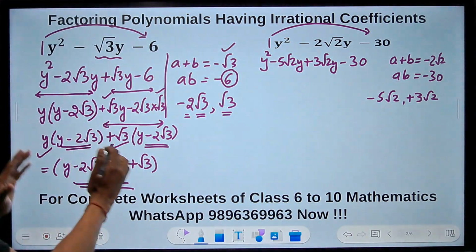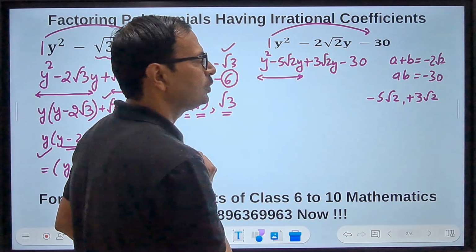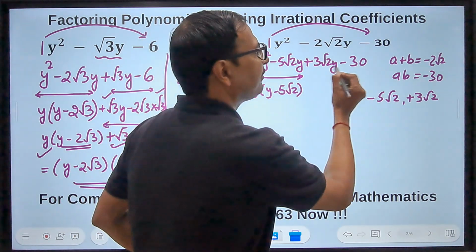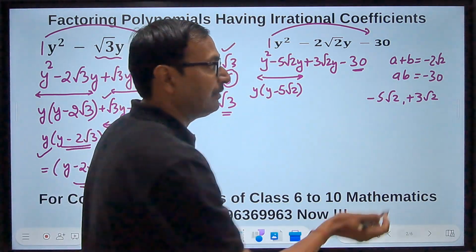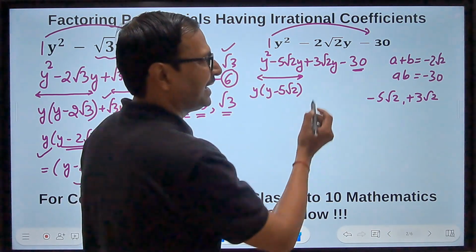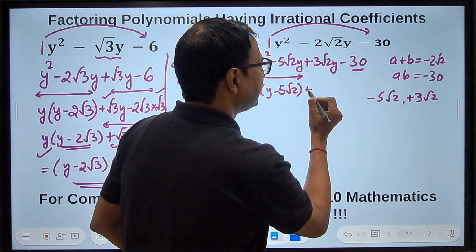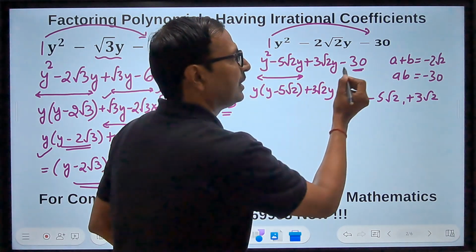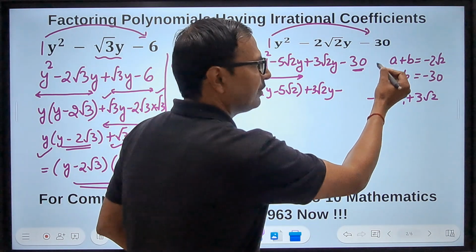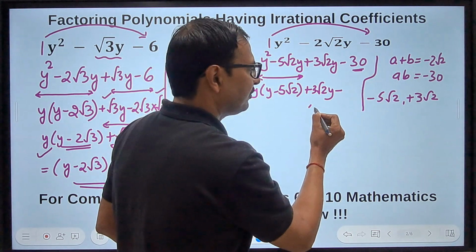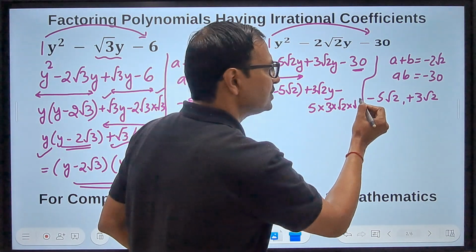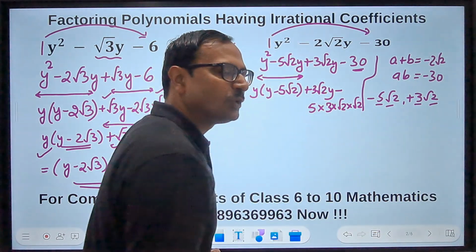So what did I do here? I took the highest common factor out of these two. So y minus 5 root 2. But again, I don't have a 5 root 2 here. So what will I do? I will break this 30. That is the crucial step. And so I will write plus 3 root 2 y. I am not going to touch this. This 30 will be written as minus. What will I write for 30? I will write 5 times 3 times root 2 times root 2. See, 5 times 3 times root 2 times root 2.